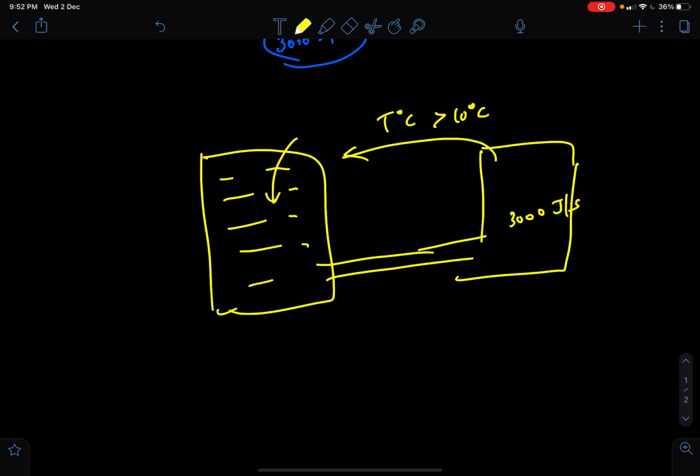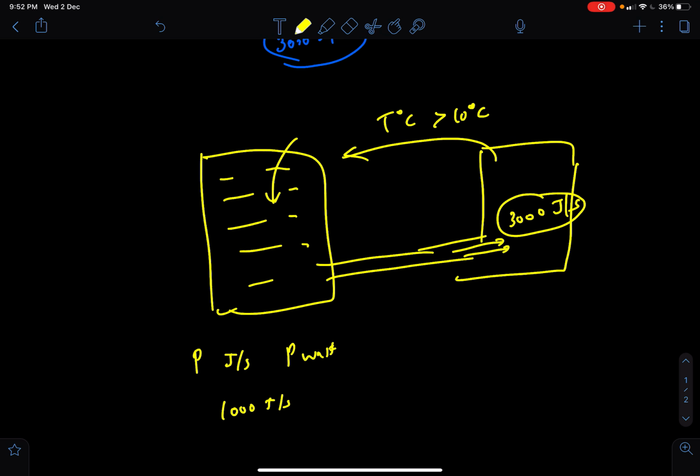But now when it has come here, it is going to lose. And how much does it lose? P joule per second or P watt, but P is less than 3000. Let's say P is only 1000. So gaining was 3000 joule per second when it was spending time in the device, and losing is only 1000, which means how much is the overall gain in one cycle? 2000 joule per second.